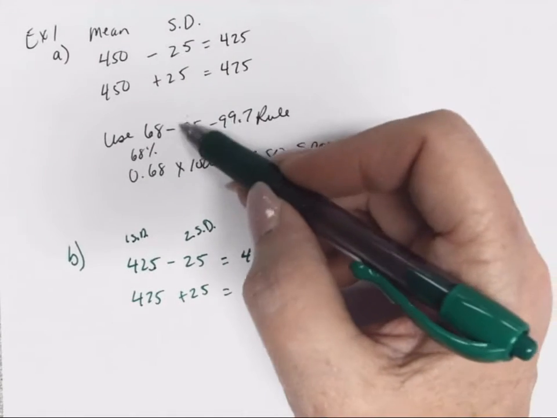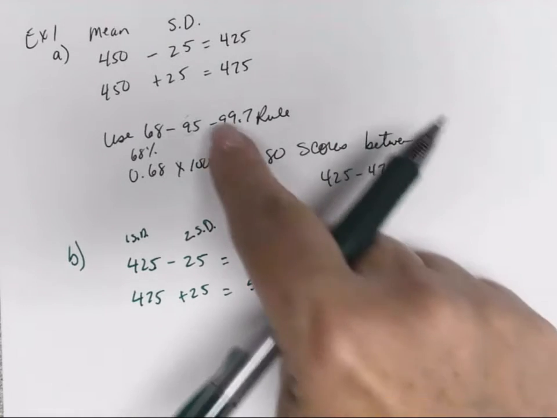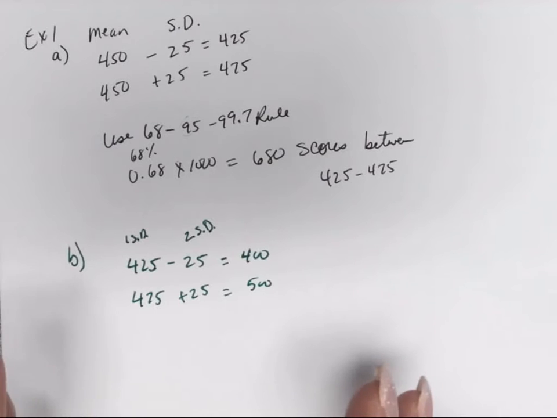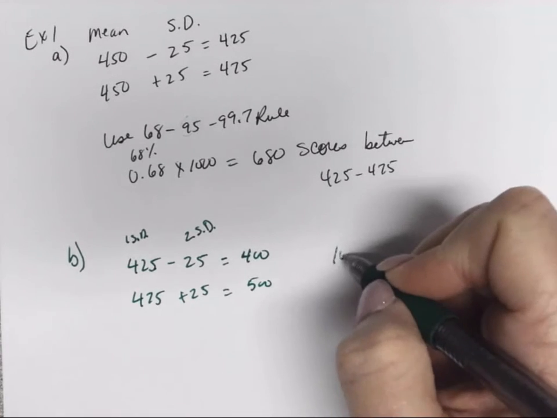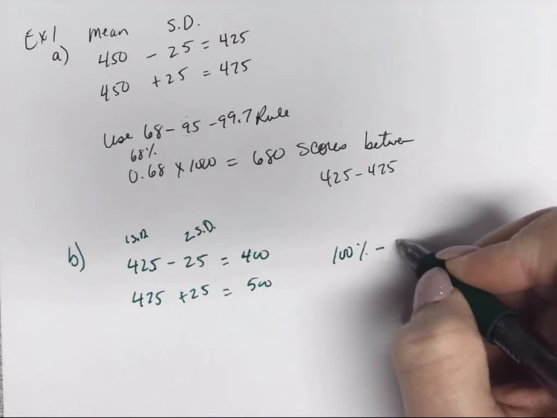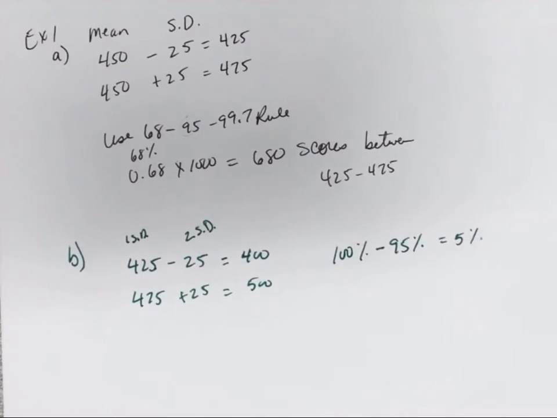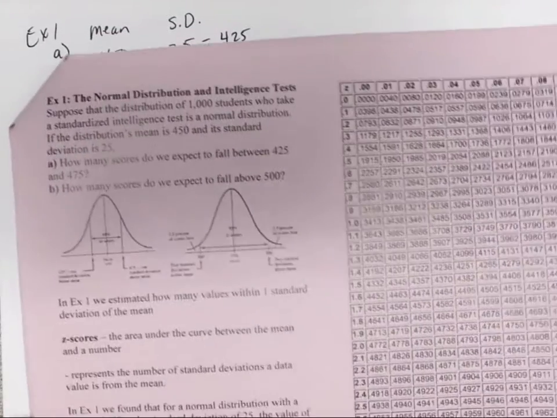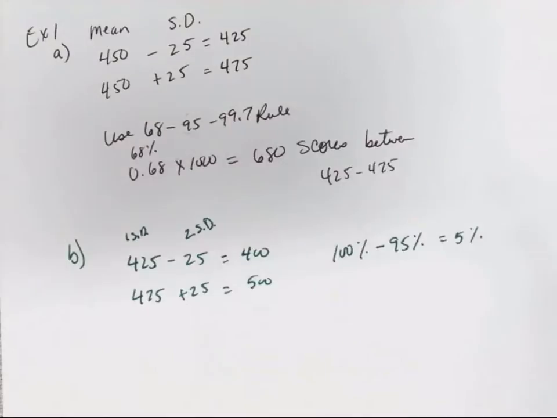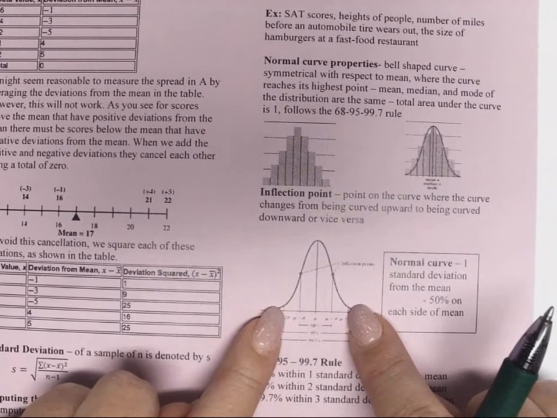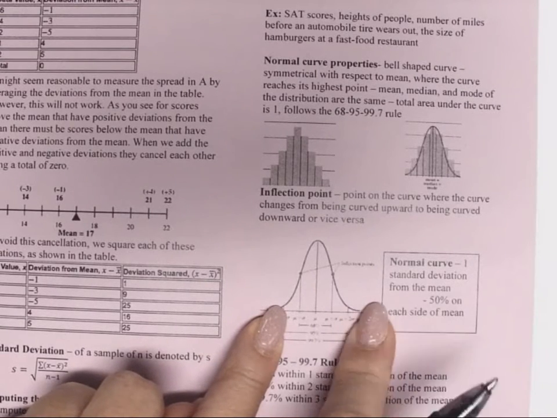Well, the 95% is our 2 standard deviations, but we want to go above. That's within. 95 will fall within the second. We need to know what's above it. So if we take 100% and we subtract out the 95%, that leaves us with 5% that are left. So again, let's go back to 1 standard deviation, 2 standard deviations. That's 95% of the rule. So that means there's a percent that's up here and down here.